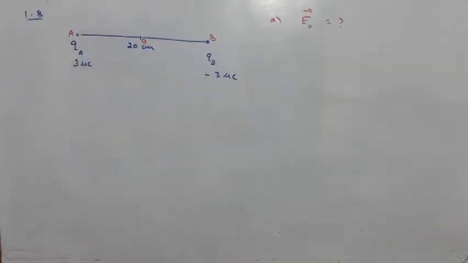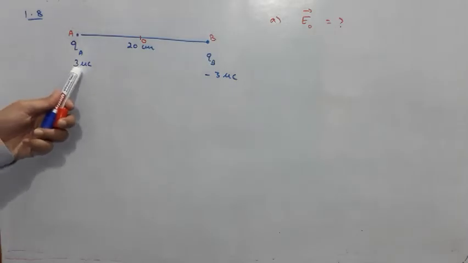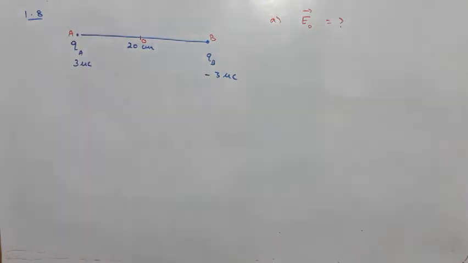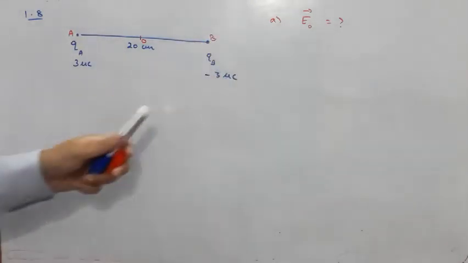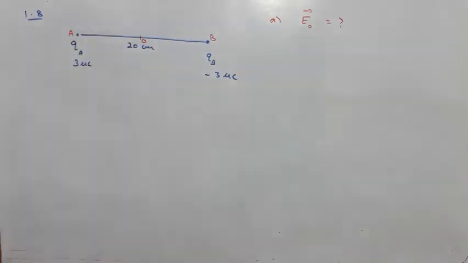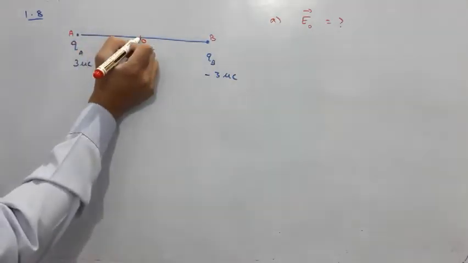Next we will discuss example 1.8. Two charges are given, 3 microcoulomb and minus 3 microcoulomb. They are separated by a distance of 20 centimeter. The first part of the question asks to find the electric field at the midpoint of this line segment. You have to find the electric field at this point.